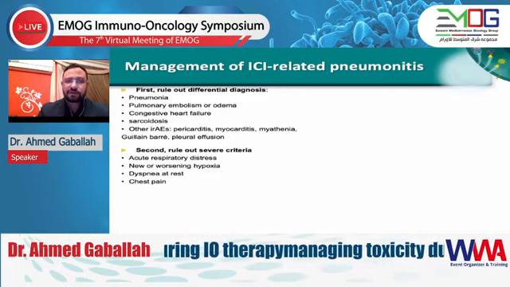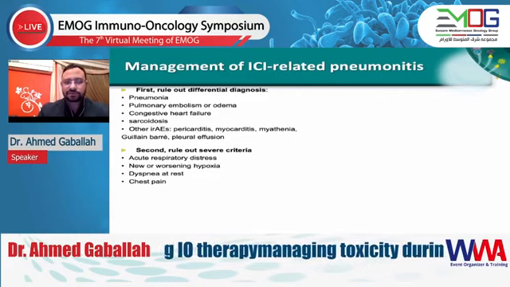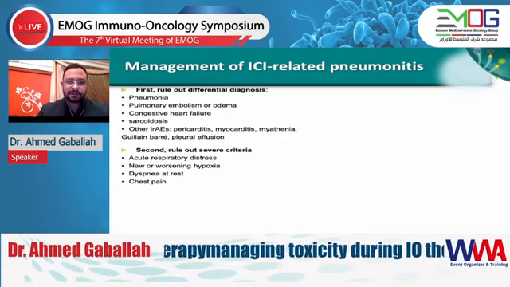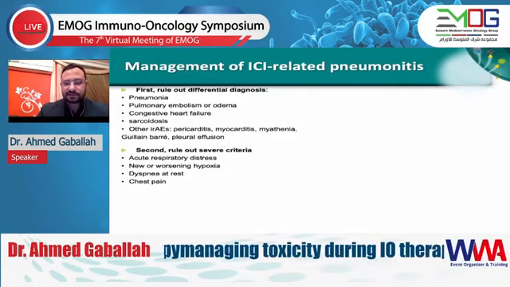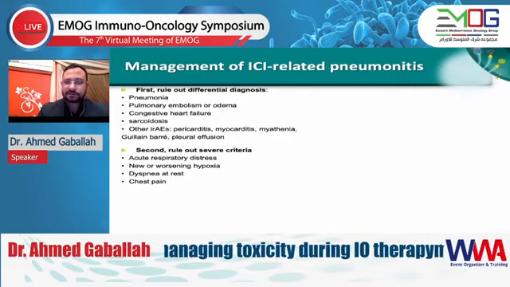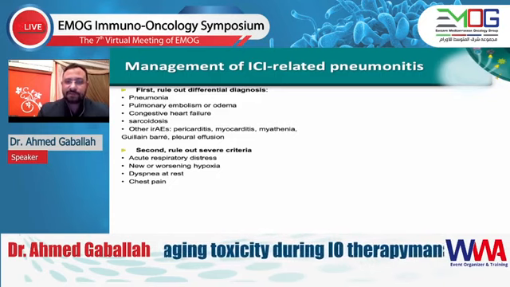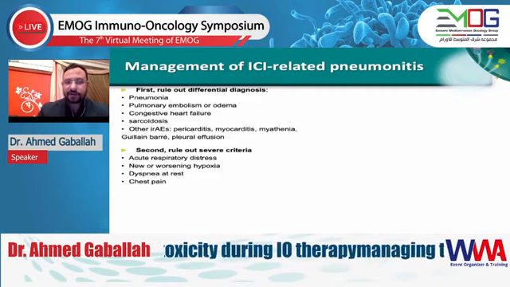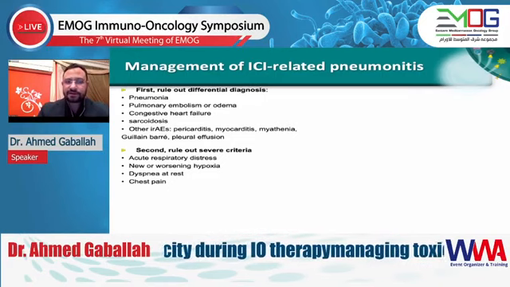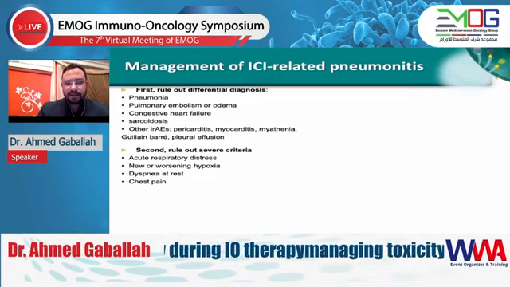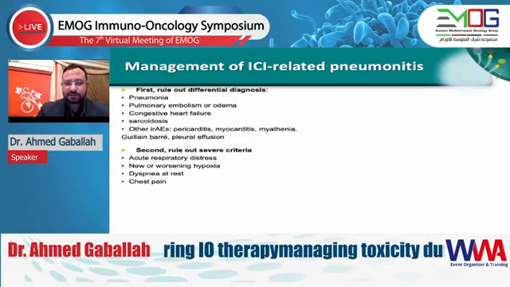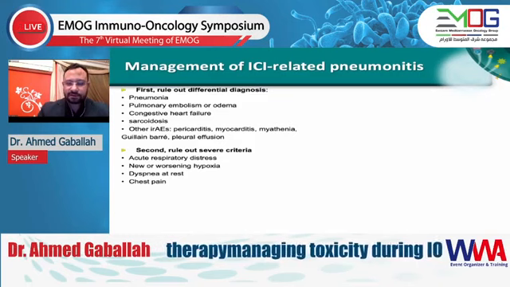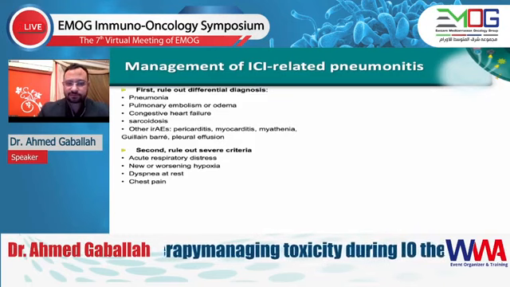We should rule out pulmonary edema, pulmonary embolism, congestive heart failure, and other diseases like sarcoidosis, pericarditis, myocarditis. Sometimes the patient has severe dyspnea, and then the lung is completely free. He may have myositis affecting the diaphragm, or maybe a rare myasthenia gravis or Guillain-Barré. And then we should categorize the patient as having mild symptoms or severe symptoms.